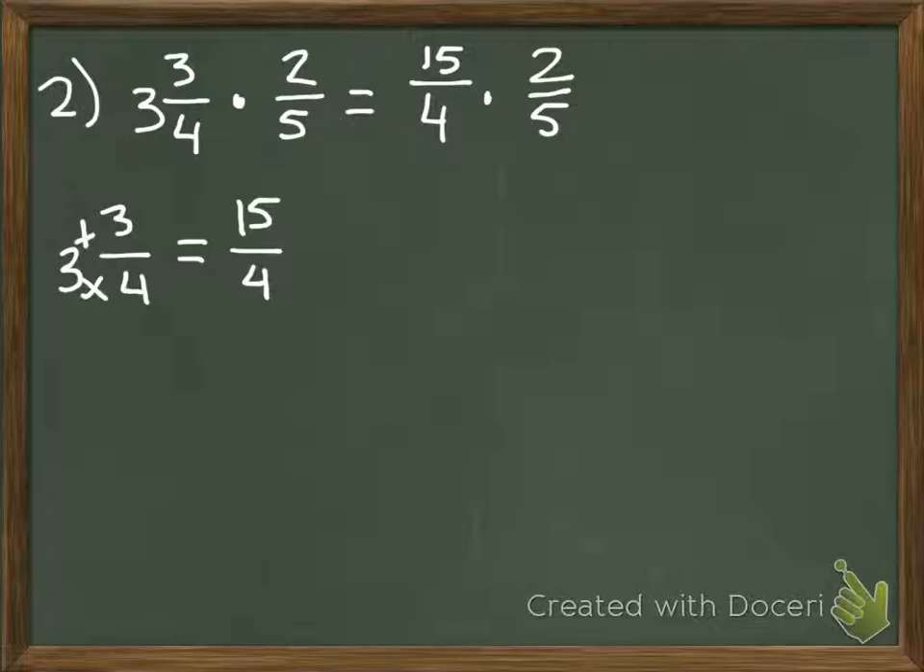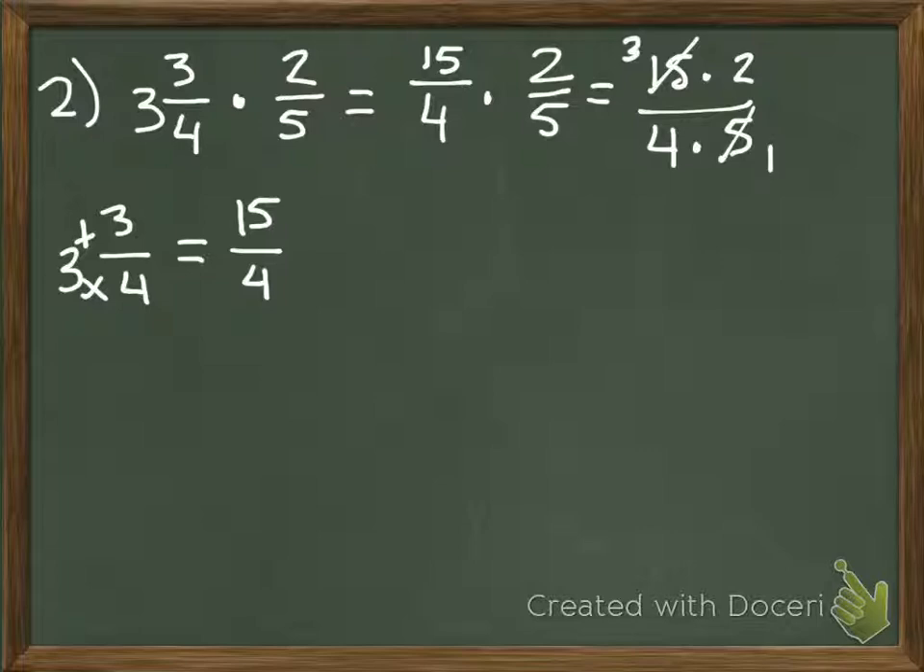Following step 2, moving forward, we're going to simplify before we multiply. So let's put it all over one big fraction bar. 15 times 2 in the numerator over 4 times 5. Looks like we have a couple of factors we can divide out here to simplify. I see a 15 and a 5, and I know the greatest common factor I can divide out is a 5. And 15 divided by 5 is 3. Well, 5 divided by 5 is 1.